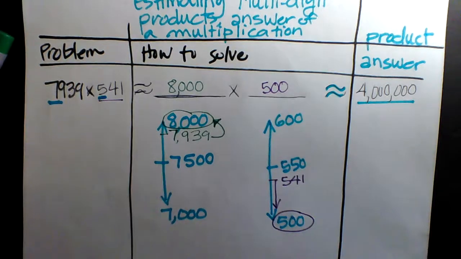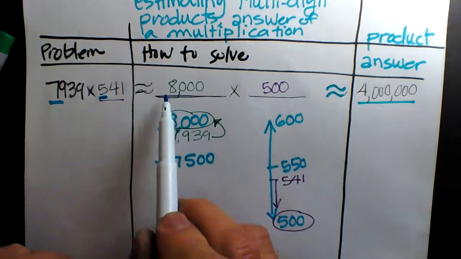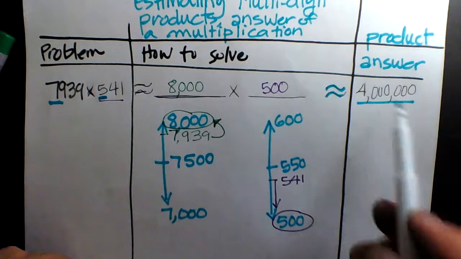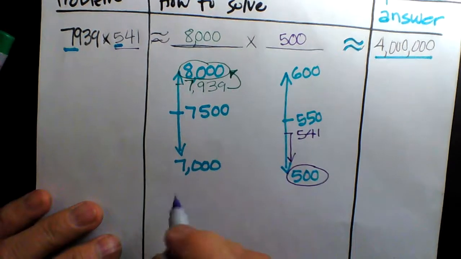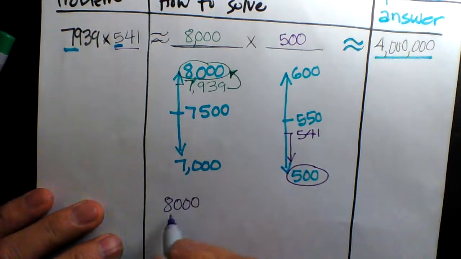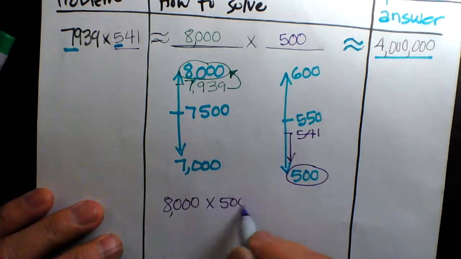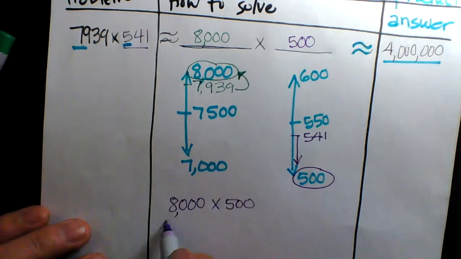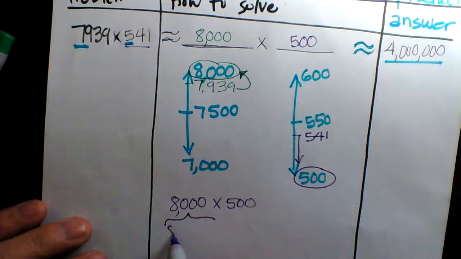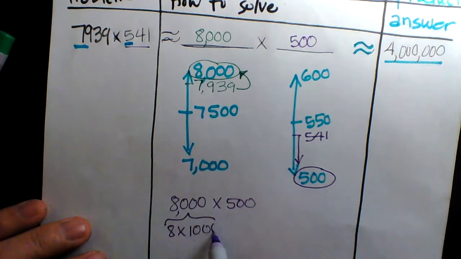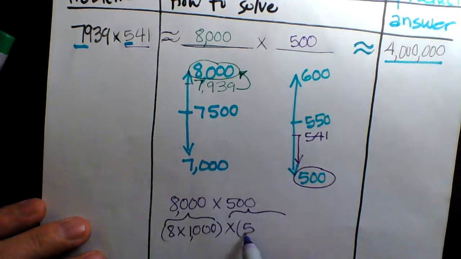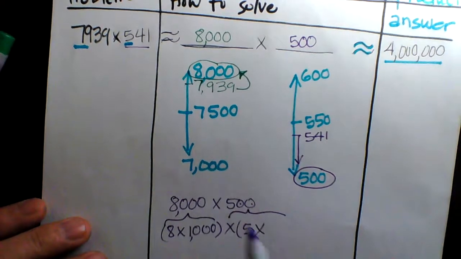Now, to check, we already have the answer, like I said. So we're going to solve the problem below. It's going to be 8,000 times 500. Now we're going to break down this one. Remember, we can decompose it into 8 times 1, 2, 3 zeros. That means 1,000. And we're going to multiply that times 5. This is the second one right here. 5 times, how many zeros? 2 of them. So that means 100.